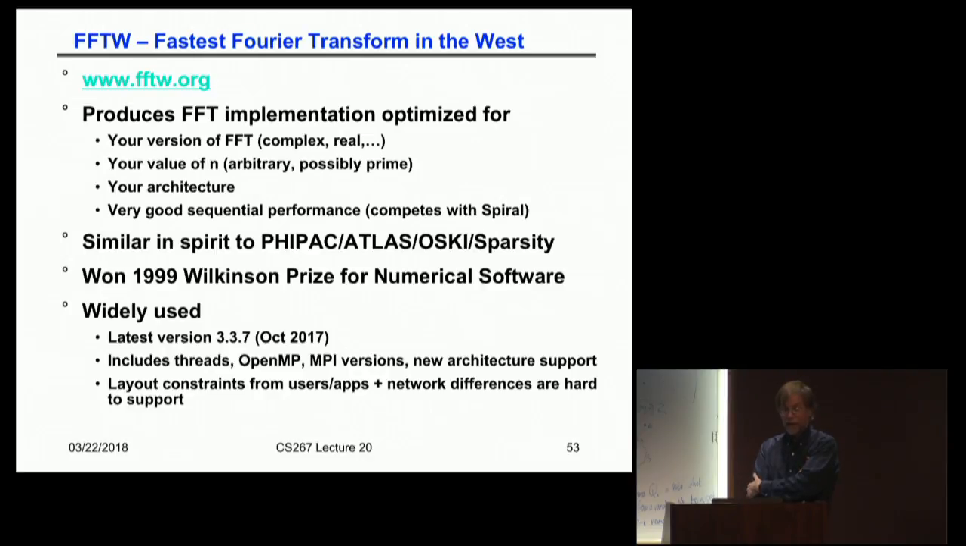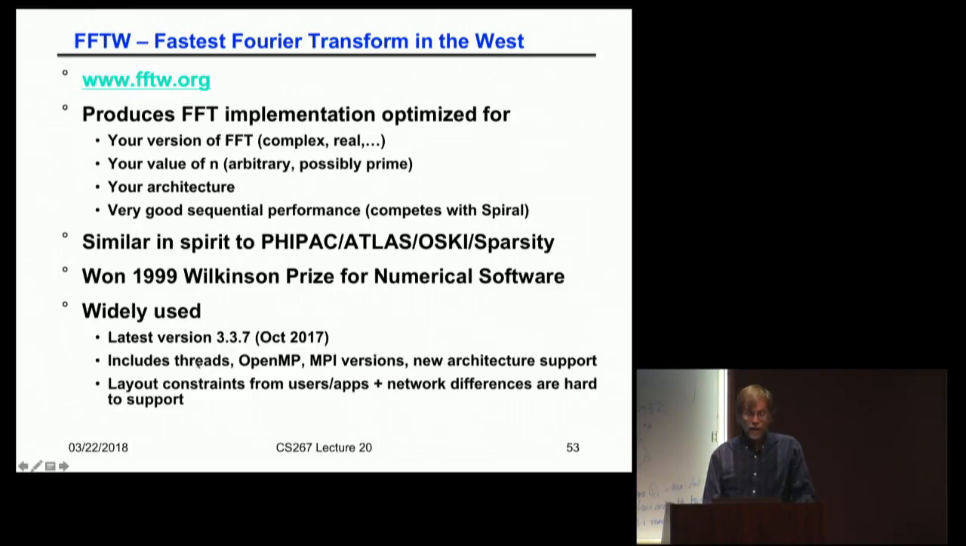And this is very similar in spirit to other auto-tuners that have probably been discussed in other lectures during the semester. So, ATLAS for tuning the BLAS, and OSKI for tuning sparse matrix vector multiply. This won a big award for the best numerical software back in 1999. It's still maintained. So the last release was in October of 2017. And so it's all free. So the people have a commitment to making sure it works.